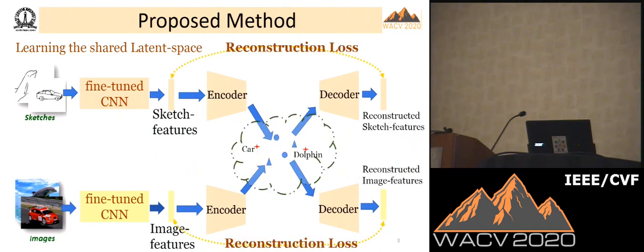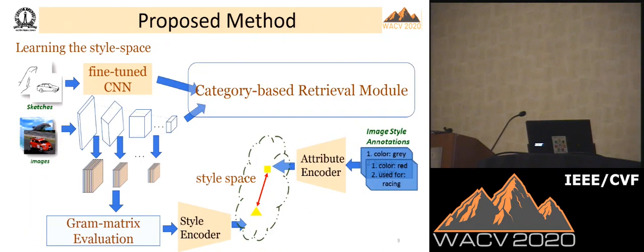In addition to that, we consider reconstruction losses between the features at the input of the encoder and at the output of the decoder. Next, we concentrate on the style extraction part of the framework. We obtain the activation maps from the initial layer of the CNNs fine-tuned on images and put them through an encoder to learn the style information of the image sample. This style is again learned with the supervision of the image instance level annotations.